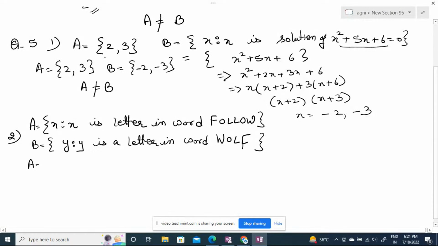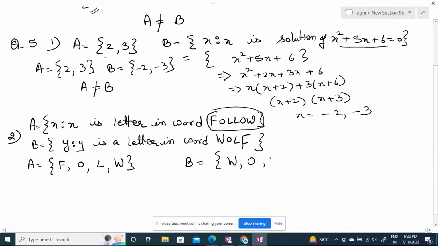Now the set A becomes F, O, L, W, we can't repeat O. From the word follow, we cannot repeat any letter again. Now B we have W, O, L, F. Now we have to observe, we have 1, 2, 3 and 4, 1, 2, 3 and 4, both are equal and the letters are also equal. So set A is equal to set B.